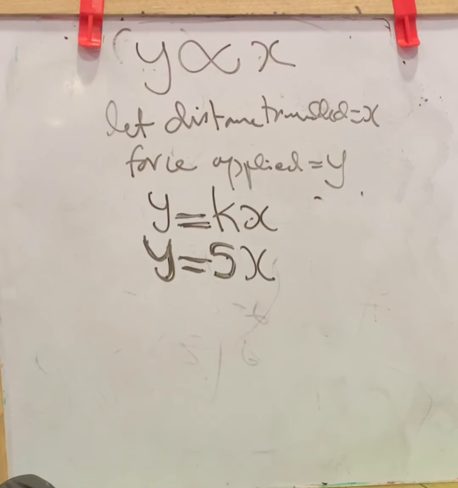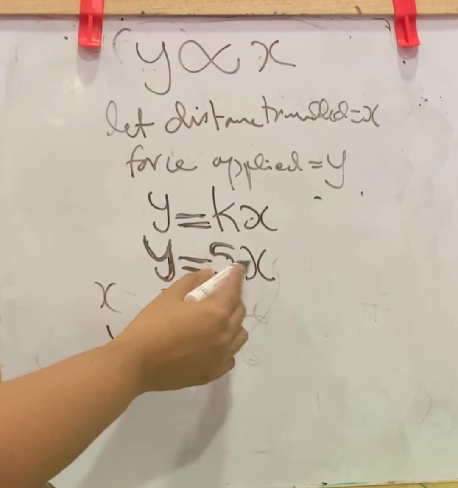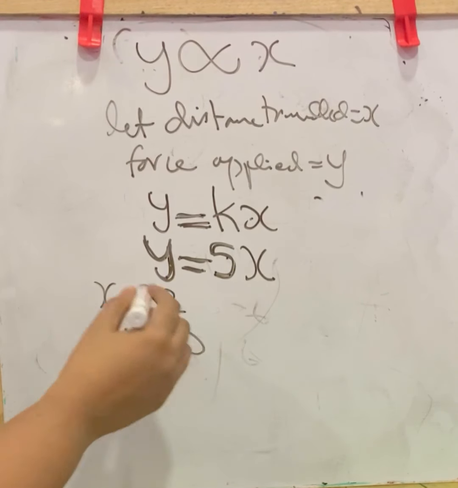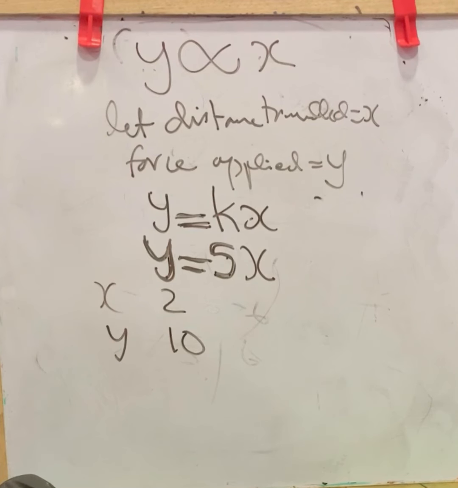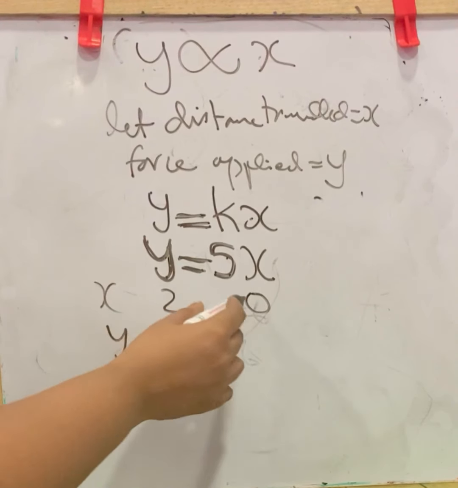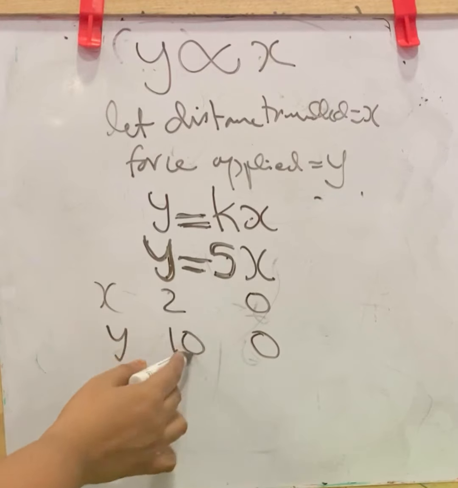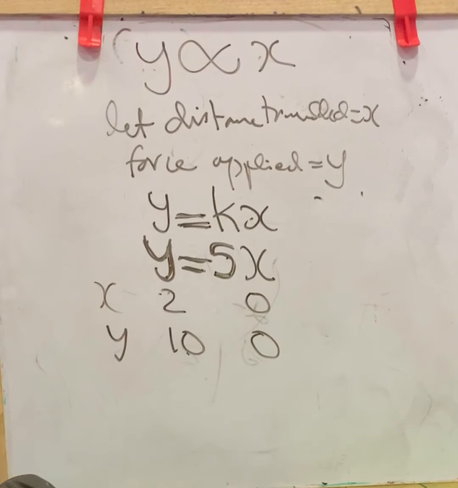Now it is given distance travelled is 2 units, then x is 2, y becomes 5 into 2, that is 10. Also, if x is 0, that is distance travelled by the body is 0, it is given in the question, then y becomes 5 into 0, 0. These values you want to plot on the graph.